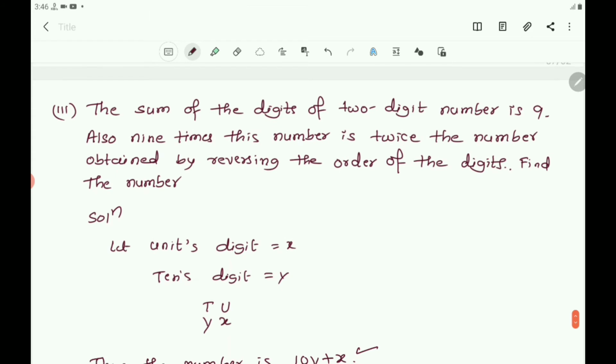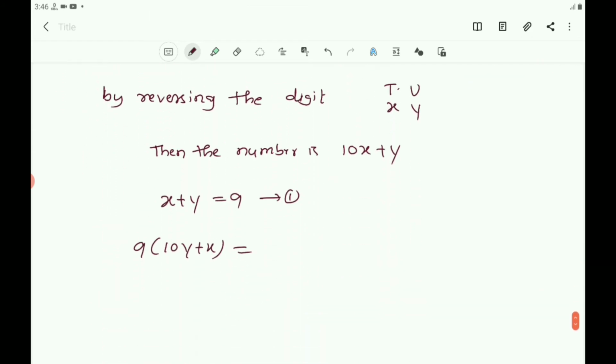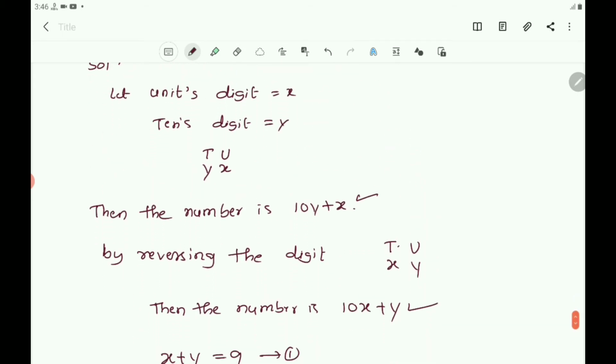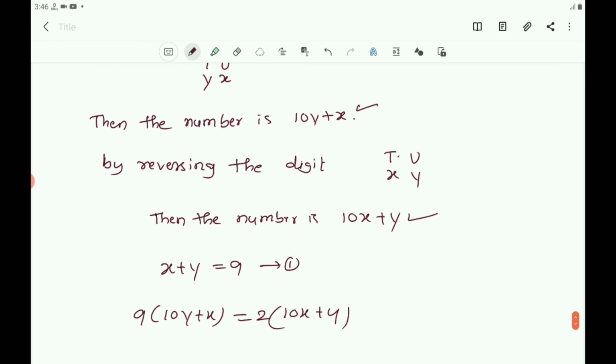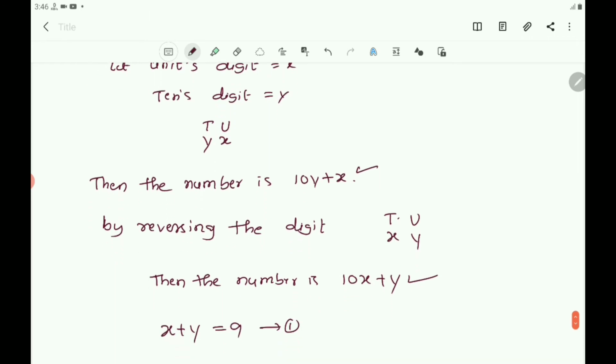9 times this number is twice the number obtained by reversing the order of the digits. That is 2 into 10x plus y. Here the first condition: x is the unit digit and y is the tens digit. The sum of the digits is 9, which means x plus y equals 9. Next, the original number is 10y plus x and the number obtained by reversing the digits is 10x plus y.